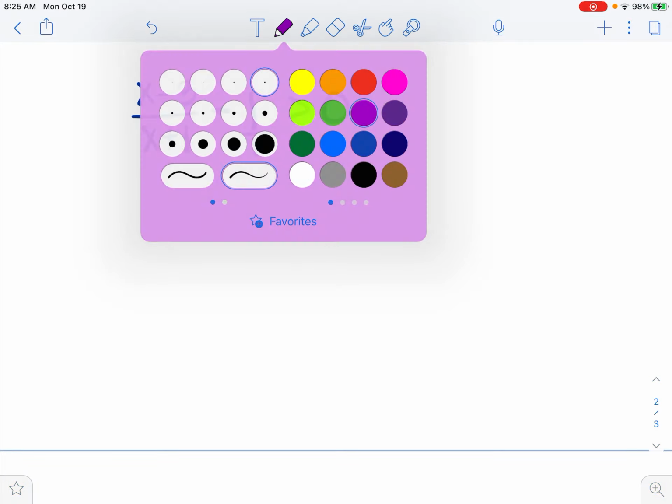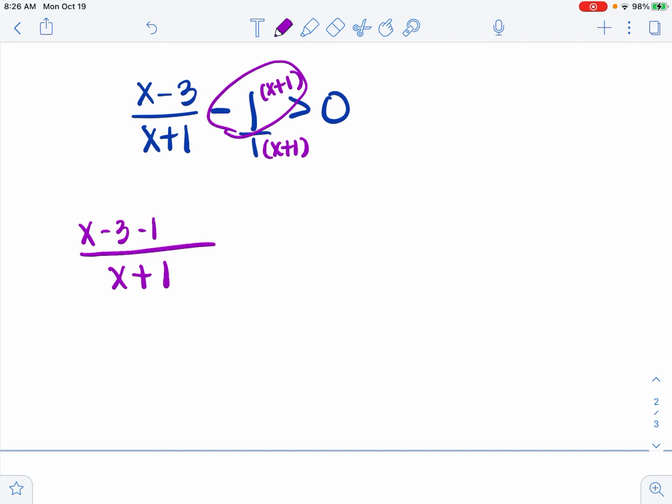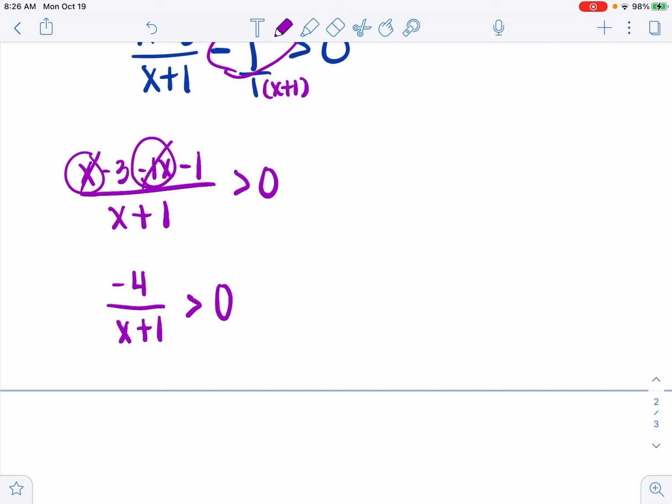I need to make this one fraction, and it's 2 fractions right now. So I need a common denominator. My common denominator is x plus 1. So I'm going to multiply the numerator and denominator by x plus 1. My new denominator is x plus 1. And then my new numerator is x minus 3. And then I have minus 1. Or I can distribute my negative 1 right now. I'm going to do that. Distribute your negative 1, that's negative 1x. Distribute your negative 1, that's minus 1. Greater than 0. So then I have x and negative x, which cancel out. And then I have negative 4 over x plus 1 is greater than 0.